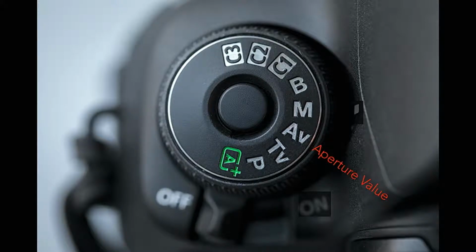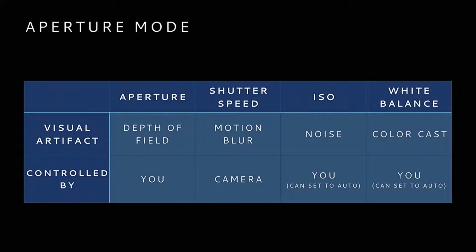All right, so up next after time value, we have the aperture value mode, and this controls how big the opening in the lens is that lets light through. So if you recall, the side effect of the aperture is how deep your depth of field is, right? The visual artifact is how much is in focus in your shot. Is it a very shallow depth of field? Is it a very deep depth of field? This is what you're controlling when you're in aperture value mode, right?